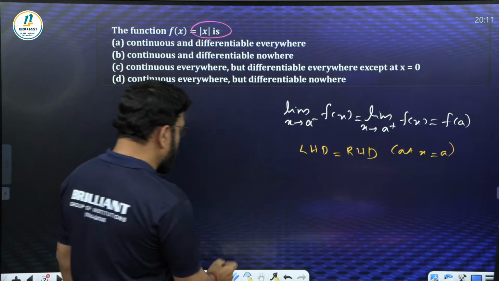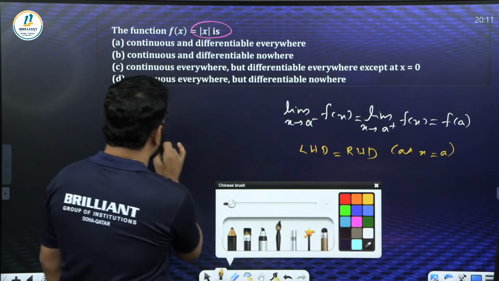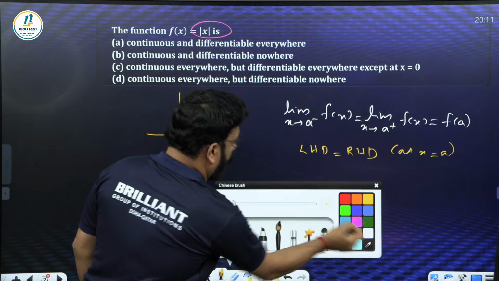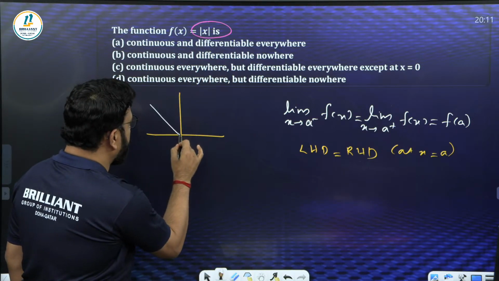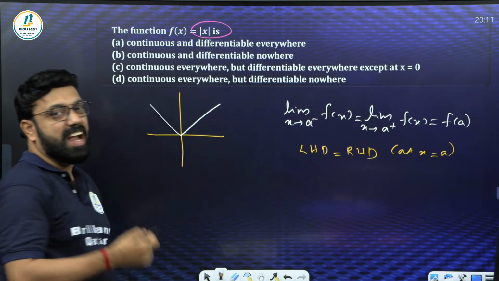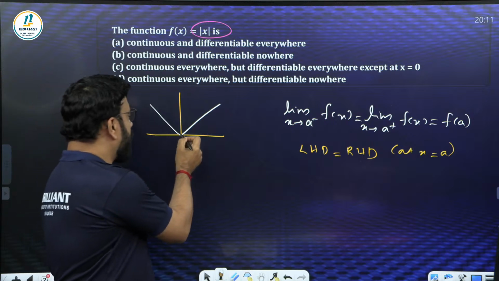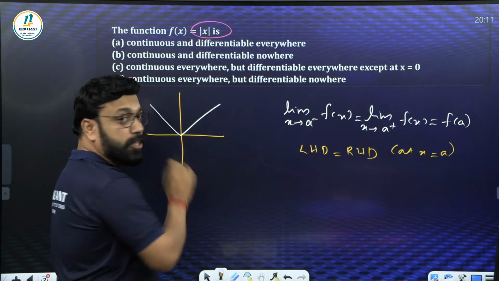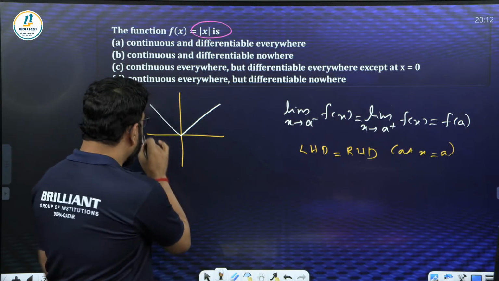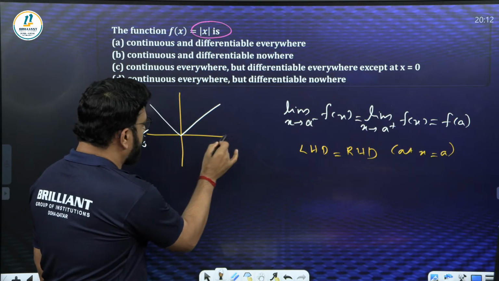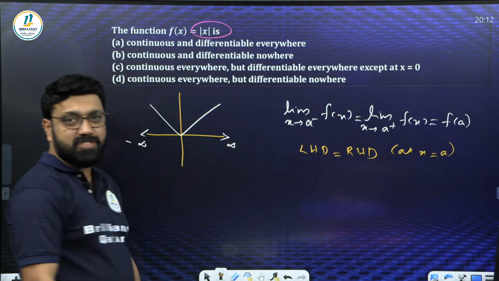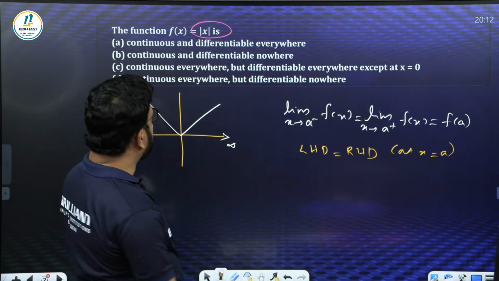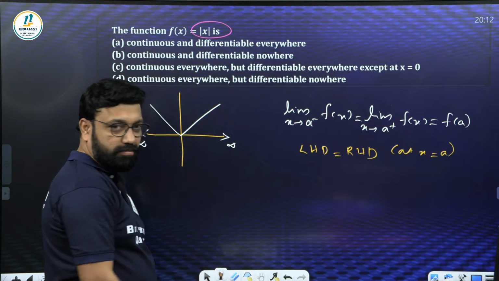You know, the modulus x graph is a V shape graph. I'm drawing this V shape here and here. See, I didn't lift my pen from the board. That means it's continuous everywhere, from negative infinity to positive infinity on the x-axis. Everywhere it is continuous, no break is there. So directly we can tell it is continuous.